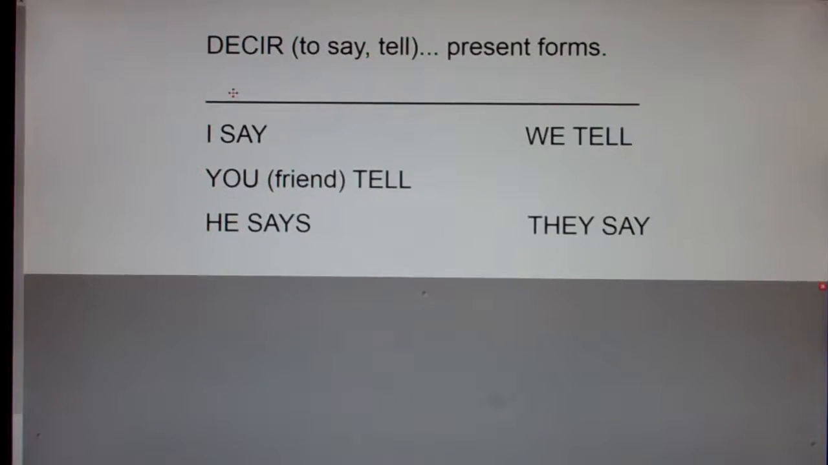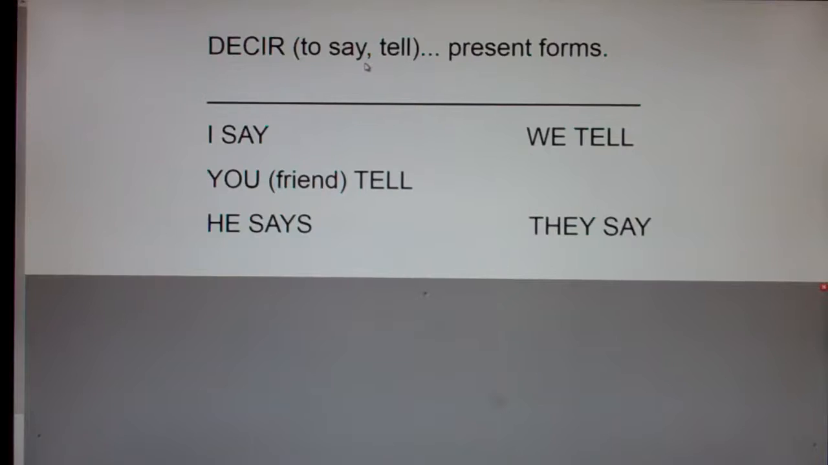This is the verb decir, which means to say or to tell, and we're going to go over it in the present tense. Now don't get confused with decir and hablar. Decir is to say or to tell, and hablar is to speak or to talk. How are we going to remember decir is to say or to tell?